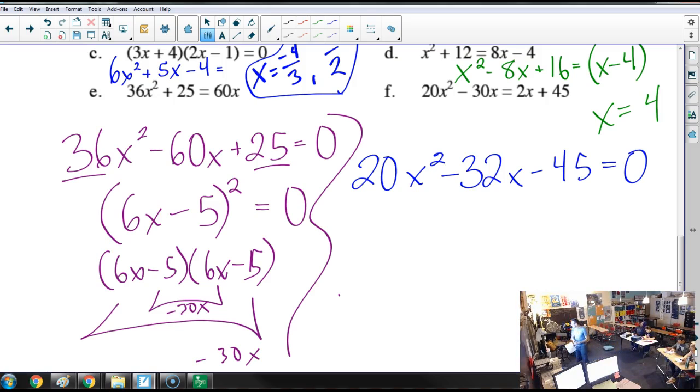Alright, are we good here? What's our root here? We have two different roots. This is not a fun one to try to do manually. So when we use the quadratic formula, you should get 2.5 and negative 0.9.